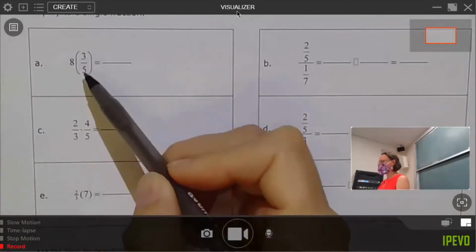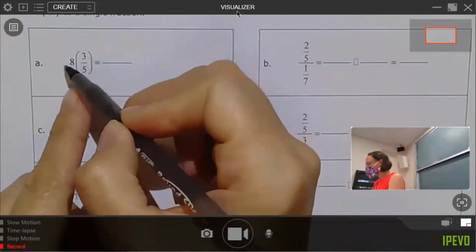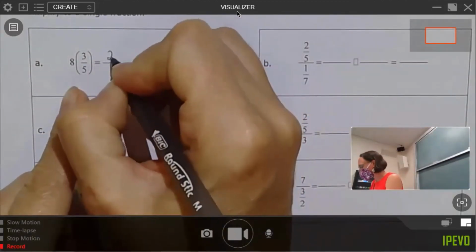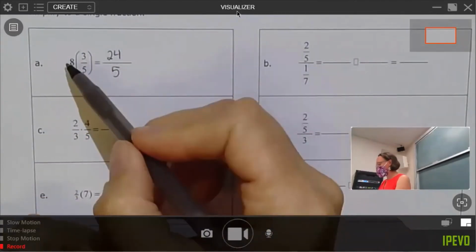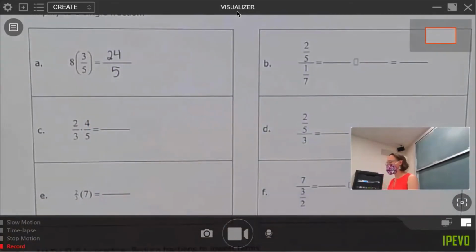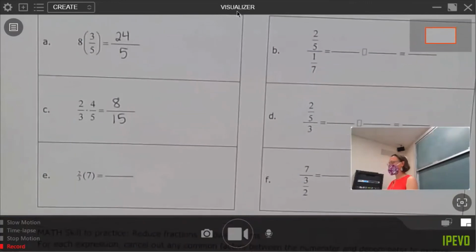So if I have 8 times 3/5, that 8 is a whole number. The size of its fraction is 1 because it doesn't have anything in the denominator, which means when I do this multiplication, I'm going to end up with 24/5, because I've got 8 times 3 on the top. Here, I've got multiplication. I don't need a common denominator. I can just roll straight across the top and get an 8. Straight across the bottom, 3 times 5 is 15.